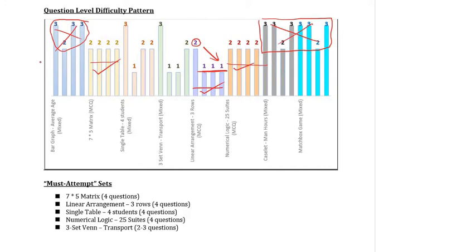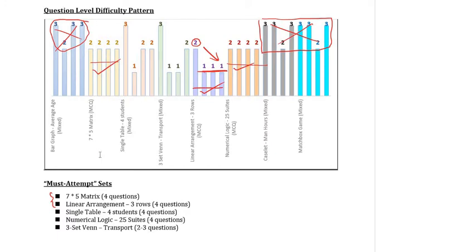So if somebody were to ask me which are the sets that I would have attempted, as I said, of course this can be done interchangeably because I personally prefer matrix first, but the linear arrangement of 3 rows, all 4 questions, the 7x5 matrix, then the single table on 4 students, then the numerical logic set on 25 sweets, and finally the 3 set when even if you did 2-3 questions, you clearly had a chance to reach 18 to 19 attempts. So if someone were to ask me the number of good attempts as far as this mock is concerned, I would say anywhere close to 18 to 19 attempts would be a reasonably good performance.